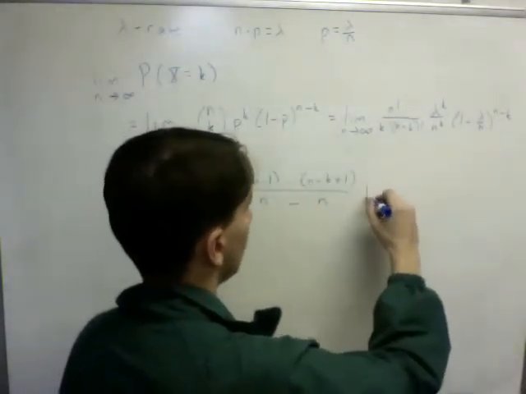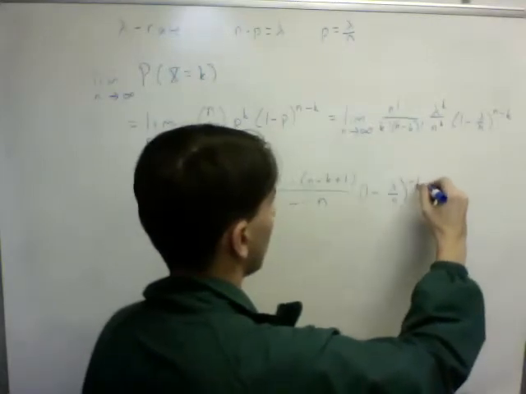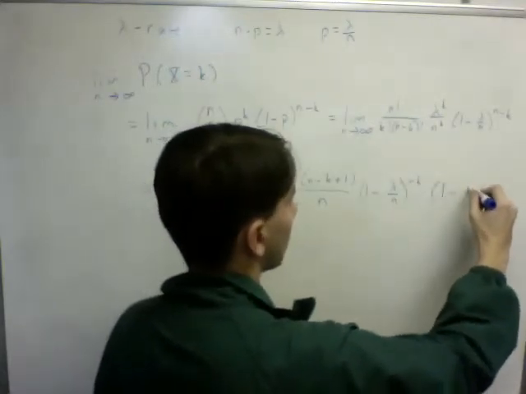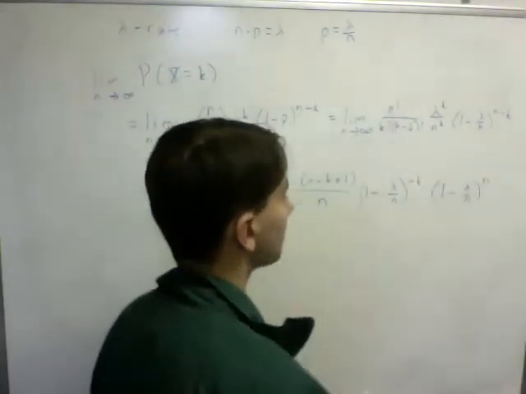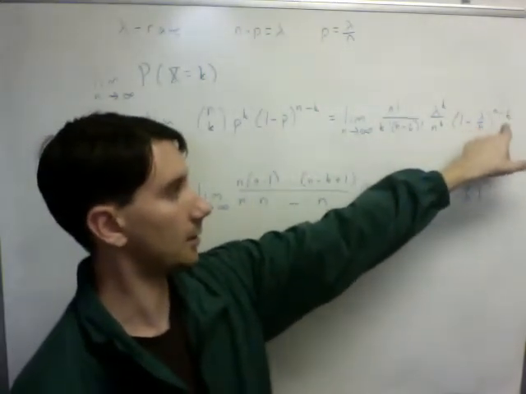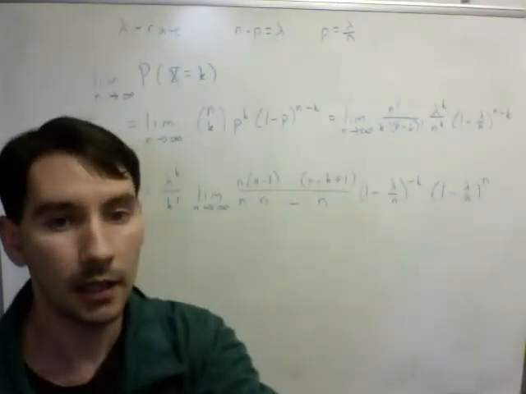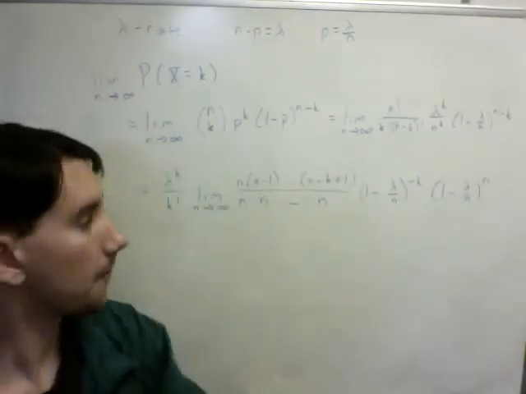And then we have 1 minus lambda over n to the minus k, and then we have a 1 minus lambda over n to the n. So I just broke this up. This is two things added together in the exponent, so they can be broken up into the product, just by rules of exponents.